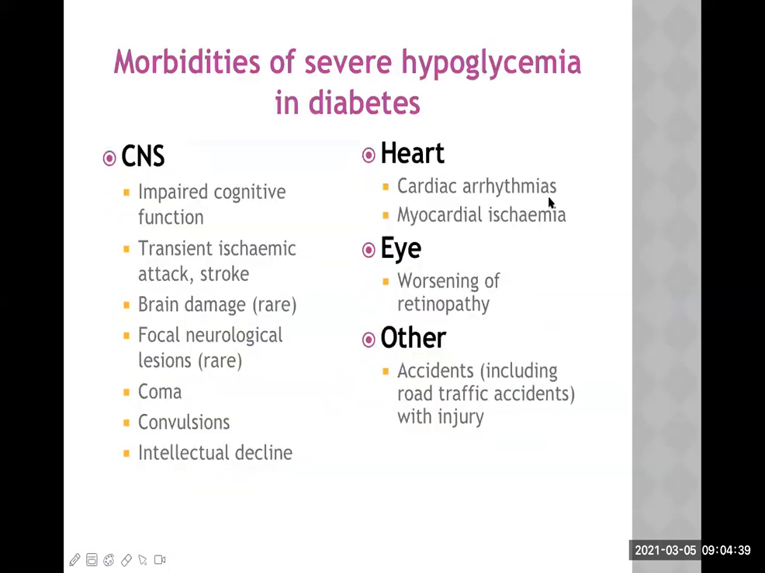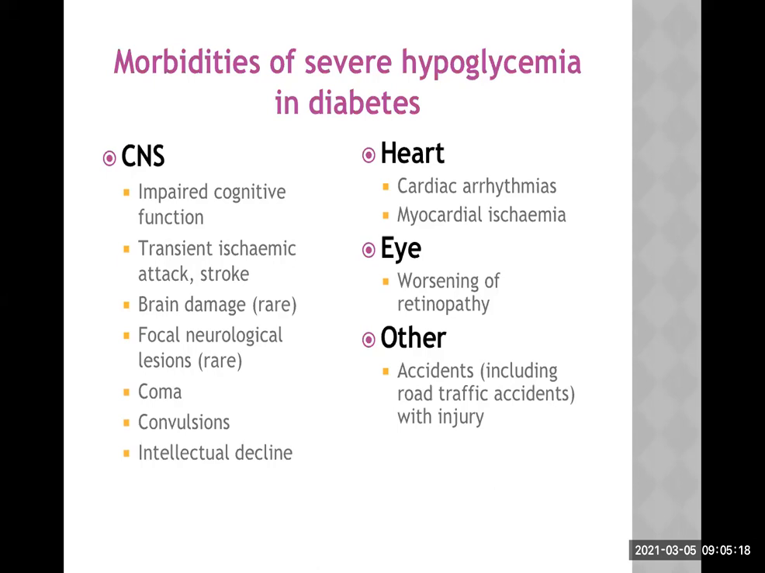Now, let's move on. What are the common morbidities of severe hypoglycemia in diabetes? Why is hypoglycemia a dangerous situation to have in a patient with diabetes? Remember one thing, let me repeat that again. All of us know diabetes is a hyperglycemic situation, so our people may not understand why hypoglycemia occurs. So it's our job to convince them, yes, you should not do this type of thing, because there is a high chance of hypoglycemia.